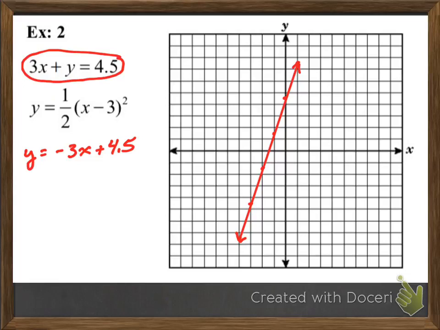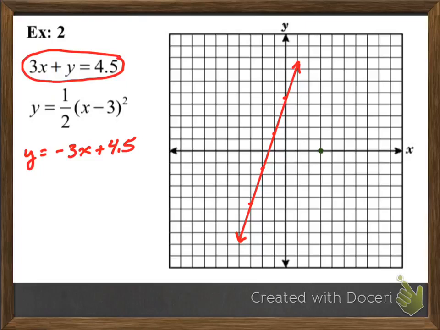Now let's work on the parabola. Well, the parabola is already in the form that we need it in. It's already solved for y. We have a shift to the right 3 units, and there is no vertical shift on this. So our parabola is just simply going to go to the right 3 units. Okay, so that's going to put us right over here. All right, so we need to pick some values that are close to this.